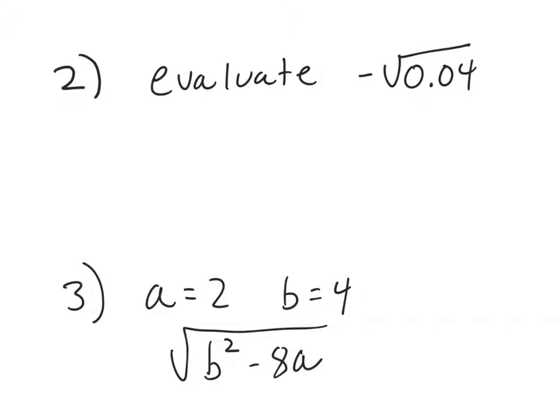On number 2, we have to evaluate the negative square root of 0.04. And if I think of a number that I multiplied by itself to get 0.04, it's going to be 0.2. So this is going to equal negative 0.2.